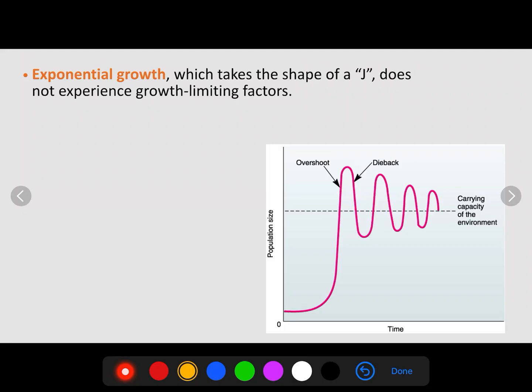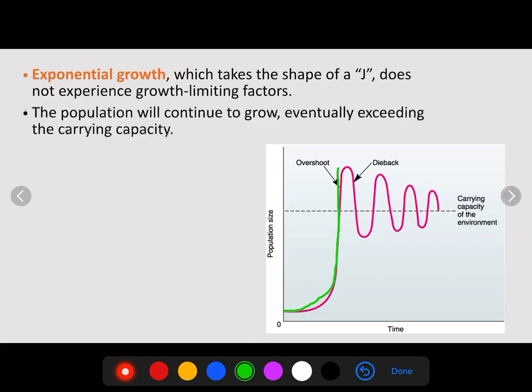Now, exponential growth is something that doesn't happen too often. Exponential growth is when it takes the shape of a J, and you can kind of see that J right here. In other words, the population grows so uncontrollably that it pretty much goes straight up. They experience no limiting factors. This is kind of like what bacteria do in a lab. They just replicate and replicate and replicate.